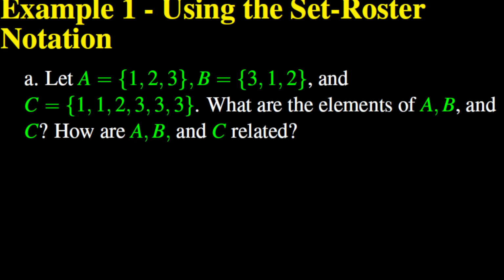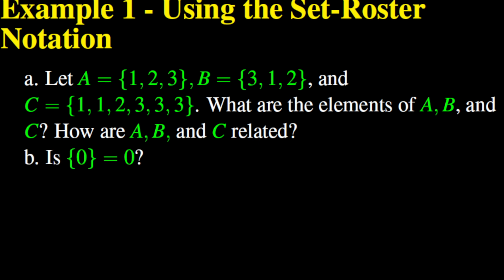In this example, questions are stated as follows. Question A. Let A be the set with elements 1, 2, and 3, and the set B be the set with elements 3, 1, and 2, and capital C be the set with elements 1, 1, 2, 3, 3, and 3. What are the elements of A, B, and C? Moreover, how are the sets A, B, and C related?